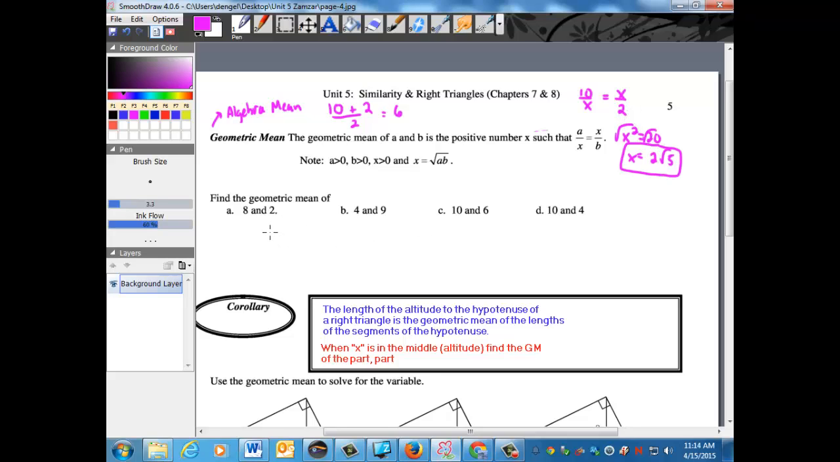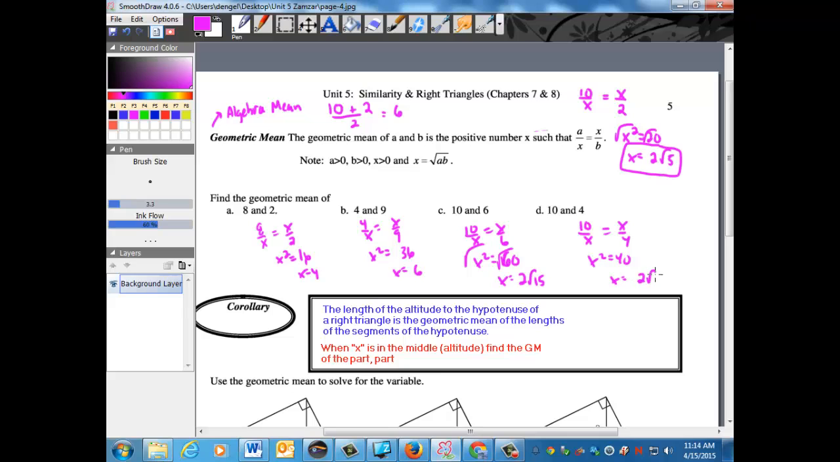So we just do the same thing for each problem. We're going to take 8 over x is equal to x over 2. X squared equals 16. X is equal to 4. 4 over x is equal to x over 9. X squared equals 36. X equals 6. 10 over x equals x over 6. X squared equals 60. Square root both sides. X equals 2 rad 15. Last one, 10 over x equals x over 4. X squared is equal to 40. X equals 2 rad 10.